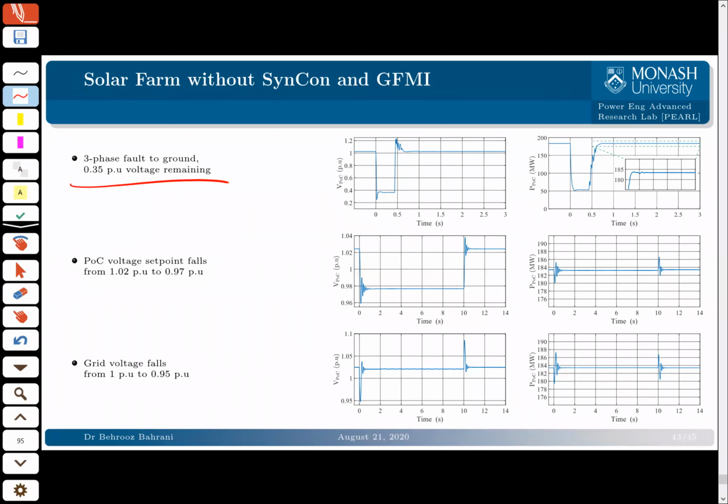In the first test, we've got a three-phase fault to ground. So the voltage drops from around 1 per unit to 0.35 per unit. And this is how the system recovers. And you've got a lot of oscillations here. And when there is a set point change, you can see that there is a lot of oscillation here. And when there is a fault, you see that the system doesn't operate very well, and you've got quite a lot of oscillatory behavior. And this is what happens without putting any SynCon or grid forming inverter. And yet again, I have to emphasize, this is not a very weak grid. This is a grid which is weak, but not very weak.